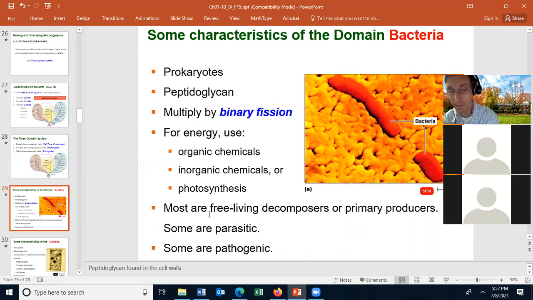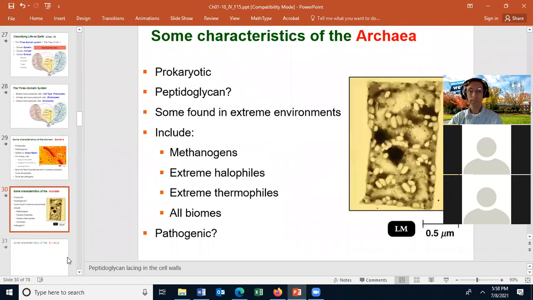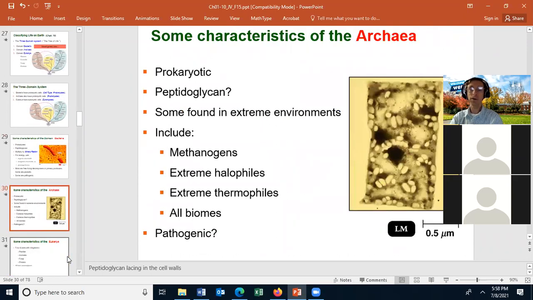So the other is harmed, it gets no benefit from the relationship, but the parasite gets a benefit. It gets a home and potentially nutrients from the person it's living off of. All right, any question about any of this? If not, let's move on to the archaea.